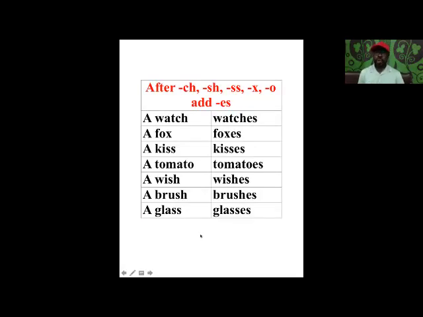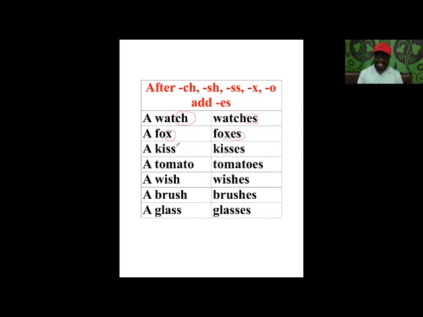In English, words that end in CH, SH, double S, X, or O we add ES. For example, a watch. The word watch ends in CH. So we add ES to CH. The word fox ends in X. So we add ES because of the X.